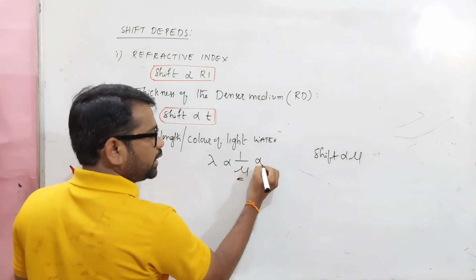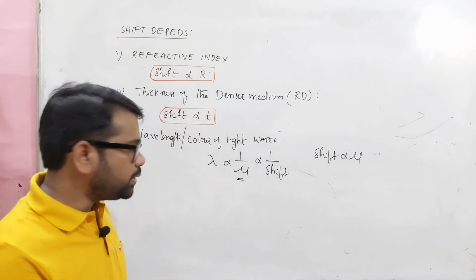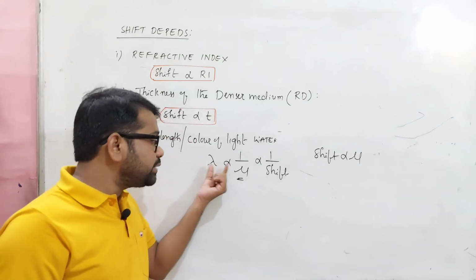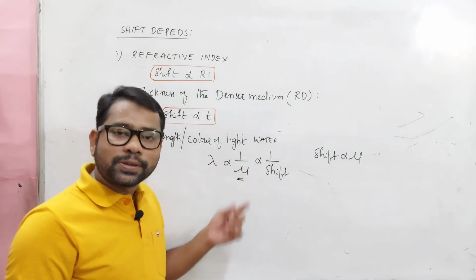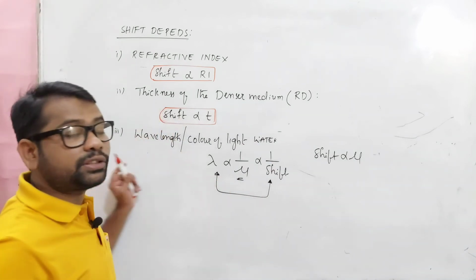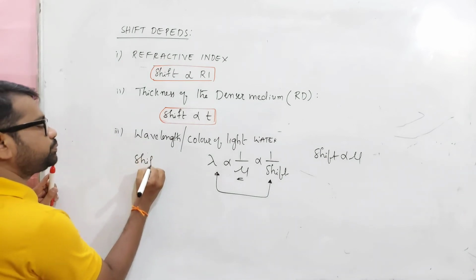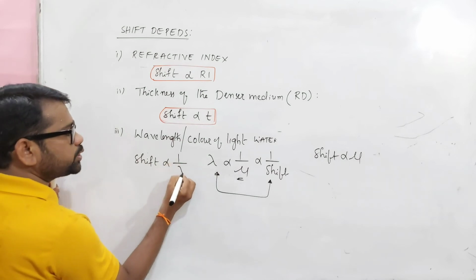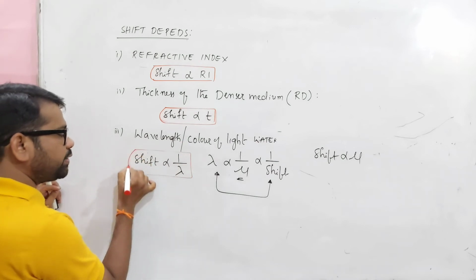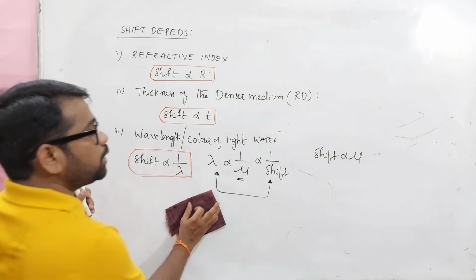So here we can write 1 by shift. So try to understand. Refractive index is proportional to the shift, but wavelength is inversely proportional to the refractive index. So we can make a relation between these two. How is wavelength related to the shift? Inversely proportional. So we can write that shift is inversely proportional to the wavelength, which means more the wavelength, less the shift, or less the wavelength, more the shift.